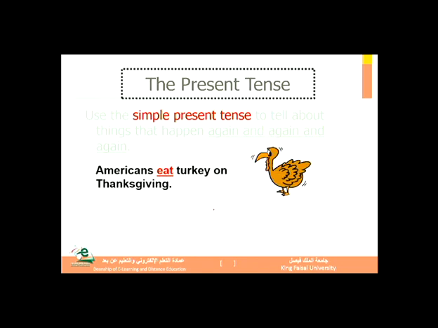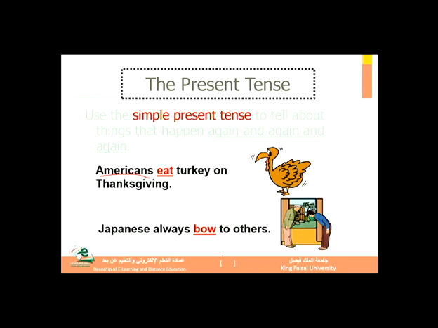So نرجع لهذه الجملة مثلا، لاحظ ان Americans eat turkey on Thanksgiving، هذه عادة عند مثلا الناس بأمريكا. لذلك لاحظوا بأن الفعل، لأن Americans جمع الأمريكيين، فالفعل صار بدون أي إضافة. So Americans eat turkey on Thanksgiving. So this sentence is in the present tense.